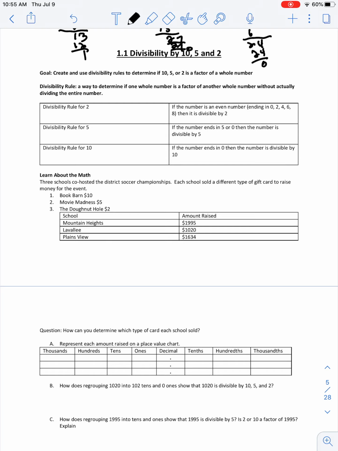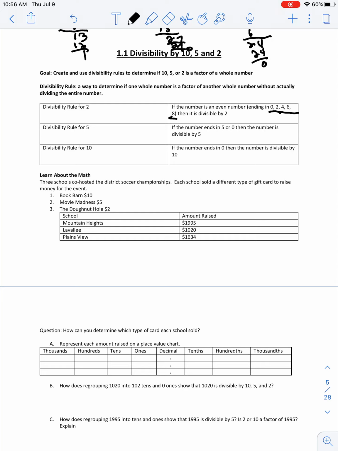So the next thing that we are going to cover is the first lesson, and we're going to discuss the divisibility rules of 10, 5, and 2. So what is a divisibility rule? A divisibility rule is an easy way to determine if a number is divisible by another number. The divisibility rule of 2: if the number ends in 0, 2, 4, 6, or 8, it'll be divisible by 2. If the number ends in 5 or 0, then the number is divisible by 5. And if the number ends in 0, the number is divisible by 10.